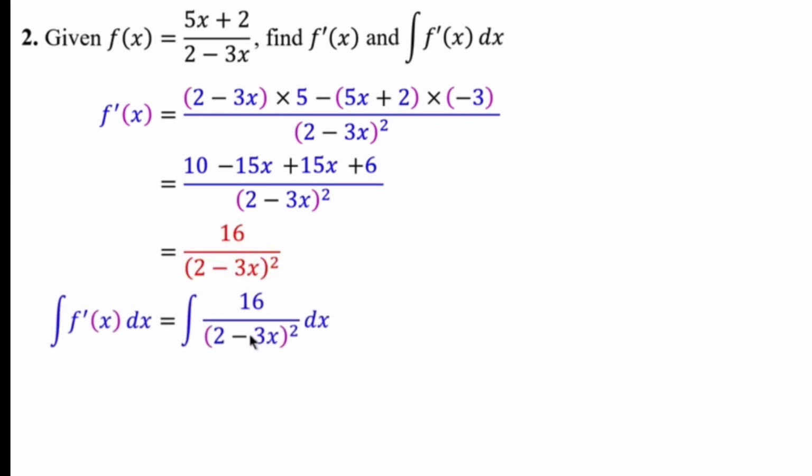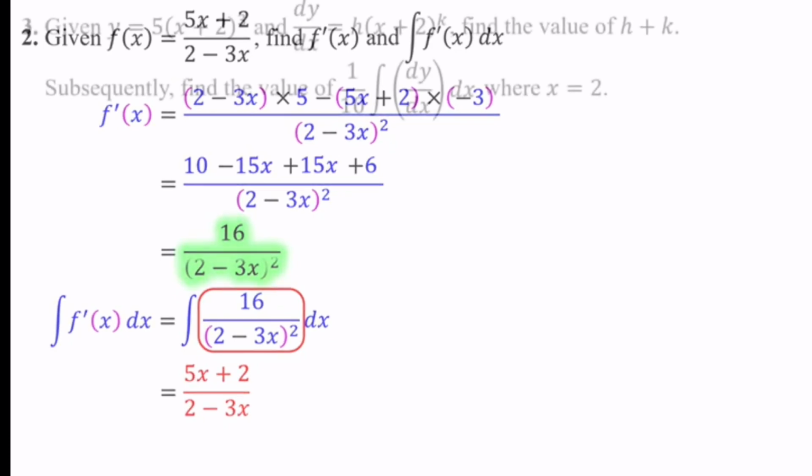And what is our answer? Our answer for sure will be the function itself, which is actually the f(x) given, right? So this is actually the differentiation. If we integrate the differentiation, we'll get back the function. So we integrate f prime x, we get back f(x). So we just copy back f(x), which is (5x + 2) over (2 minus 3x), the perfect answer for question number 2.